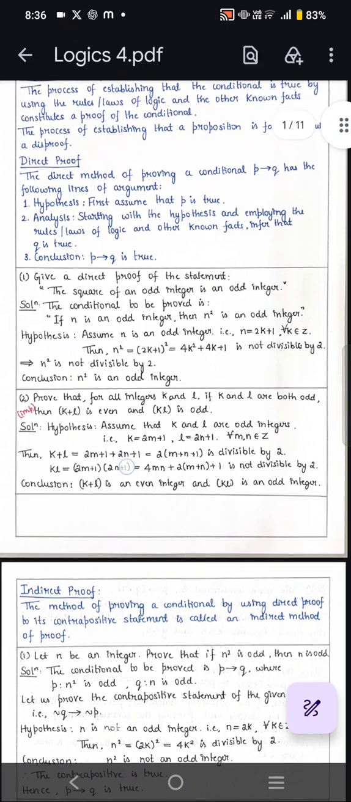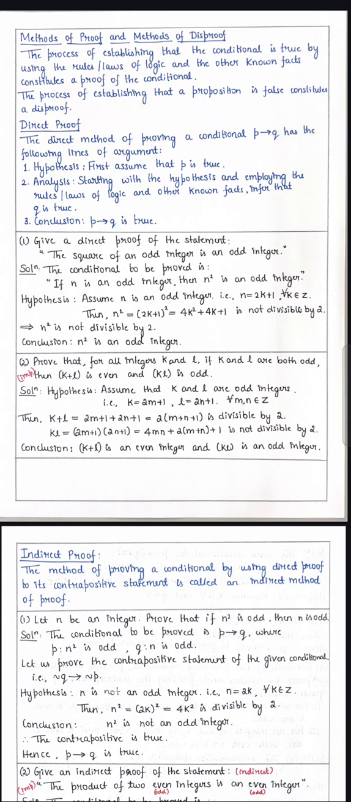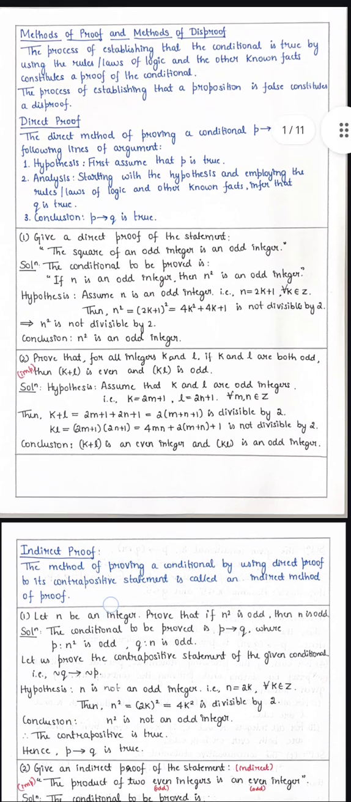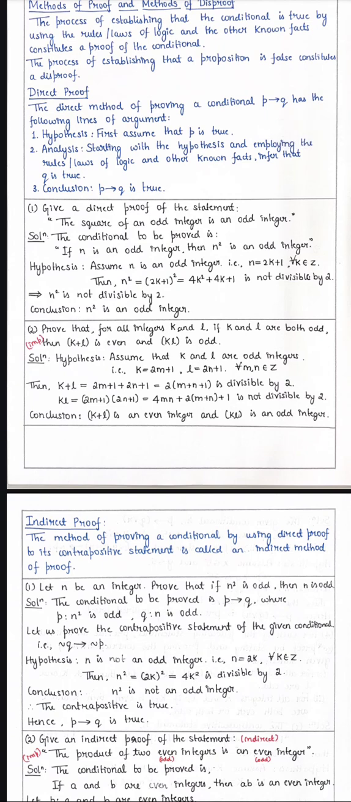Methods of proofs and disproofs. The process of establishing that the condition is true by using the rules or laws of logic is a proof. The process of establishing a proposition is false constitutes the disproof. If the condition is true, then we prove it. Establishing that a proposition is false is a disproof.